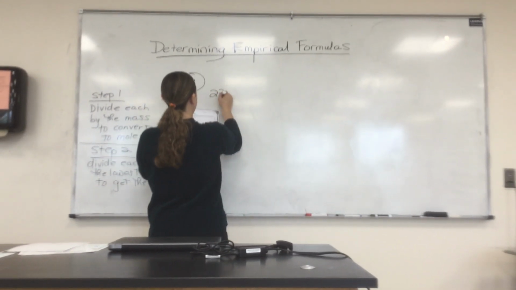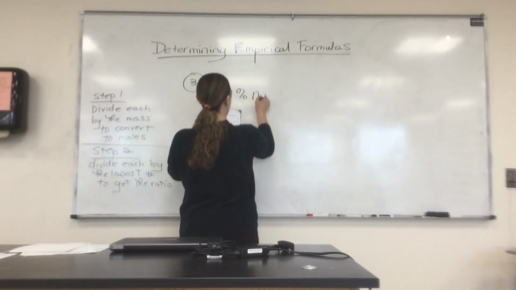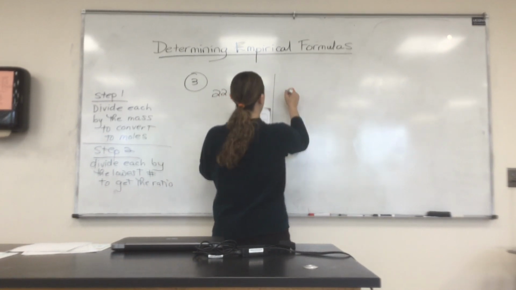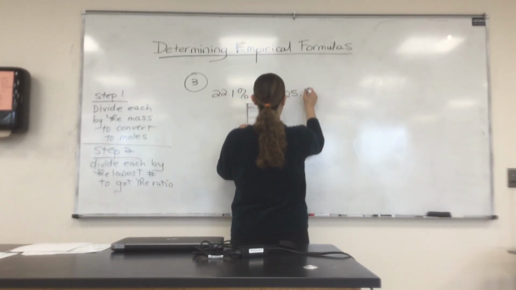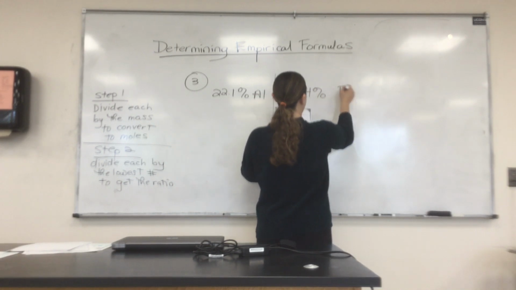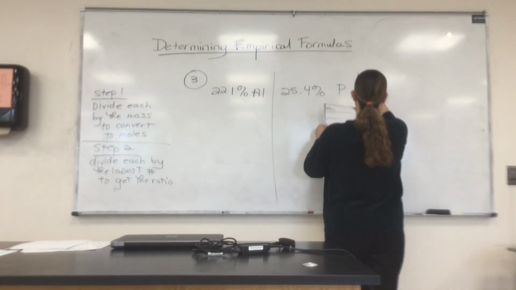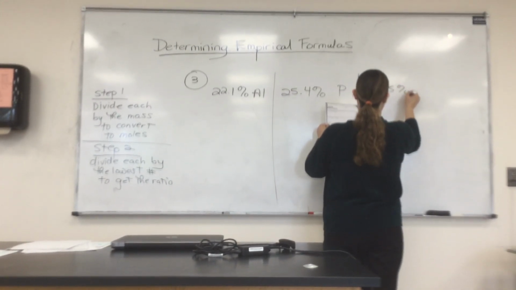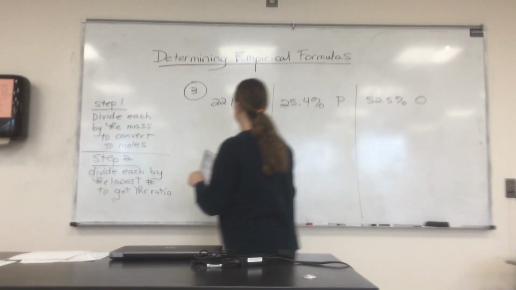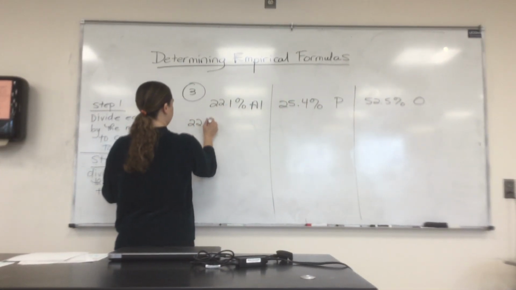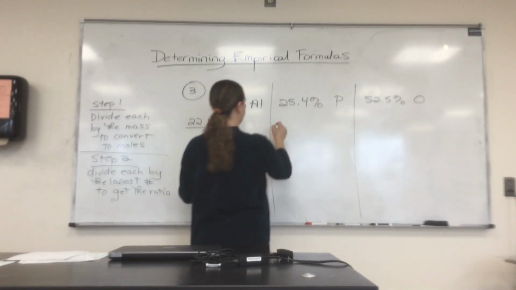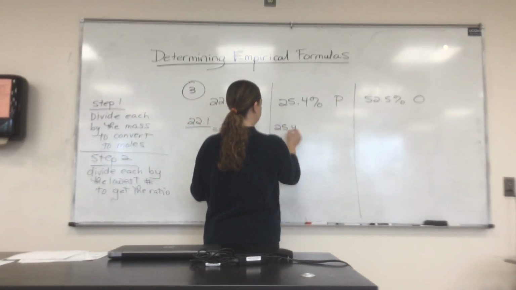Okay, this one has 22.1% aluminum, 25.4% phosphorus, 52.5% oxygen. Hopefully you guys are finding these masses already. Okay, so again, we're going to divide by the mass to put them into moles.